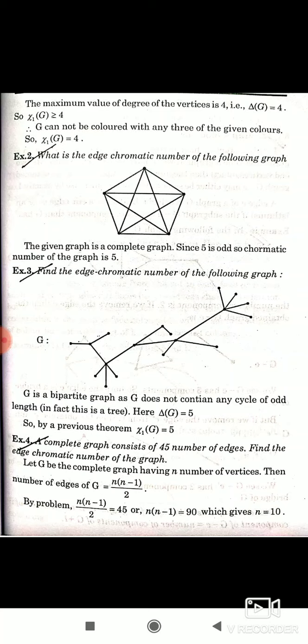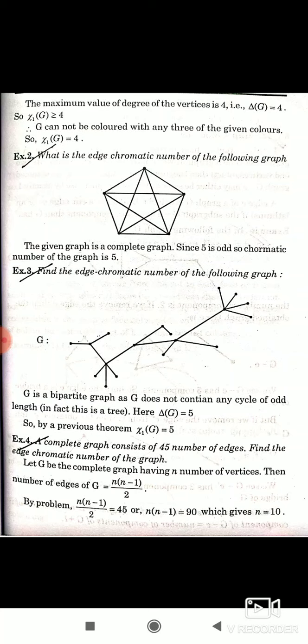What is the edge chromatic number of the following graph? The given graph is a complete graph. Since 5 is odd, the chromatic number of the graph is 5. Find the edge chromatic number of the following graph. Another problem. Here delta(G) equals 5. Delta(G) means the maximum degree of a vertex of the graph. So by the theorem we discussed in the previous class, chi1(G) equals 5.